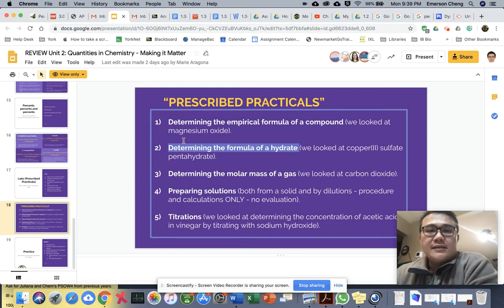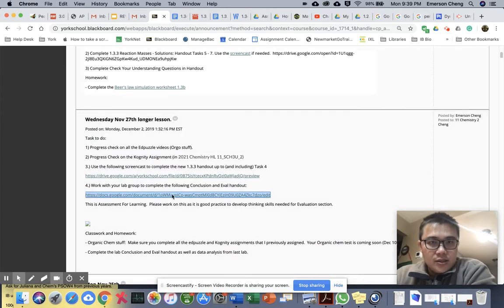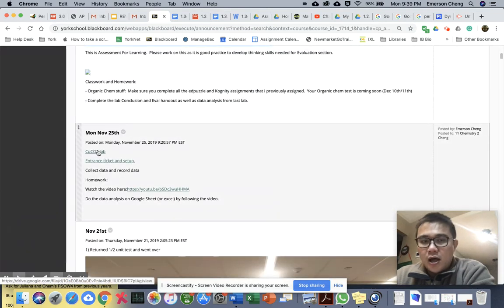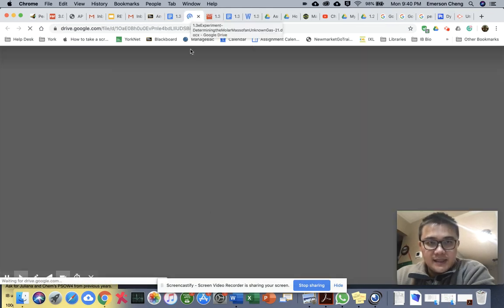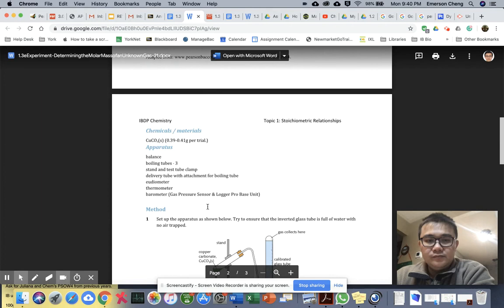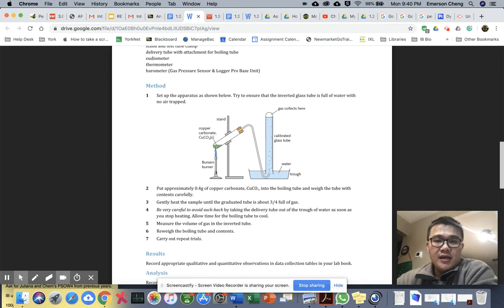Okay, so in this case, if you go back to Blackboard in my class, you would have noticed it is actually the copper carbonate lab. If you go to that one, you should come to this handout. Hopefully you look at this diagram and think, oh yeah, we did this lab. That's the one where you have to heat the copper carbonate and it turns a little bit of color.